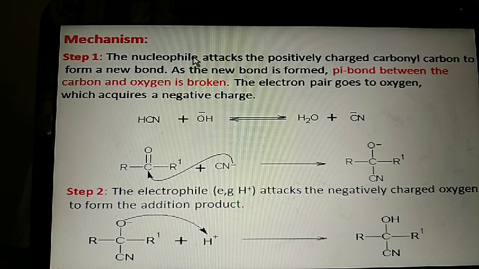Step 1 here, the nucleophile attacks the positively charged carbonyl carbon to form a new bond, and as a new bond is formed, the pi bond between the carbon and the oxygen is broken. What that means is, this double bond, the pi bond, will start breaking when the nucleophile gets attached to this carbonyl functional group. Then this becomes CN and O minus. So this O minus will attack this H plus and the molecule becomes cyanohydrin. Cyanohydrin means the molecule contains both OH and CN functional groups.